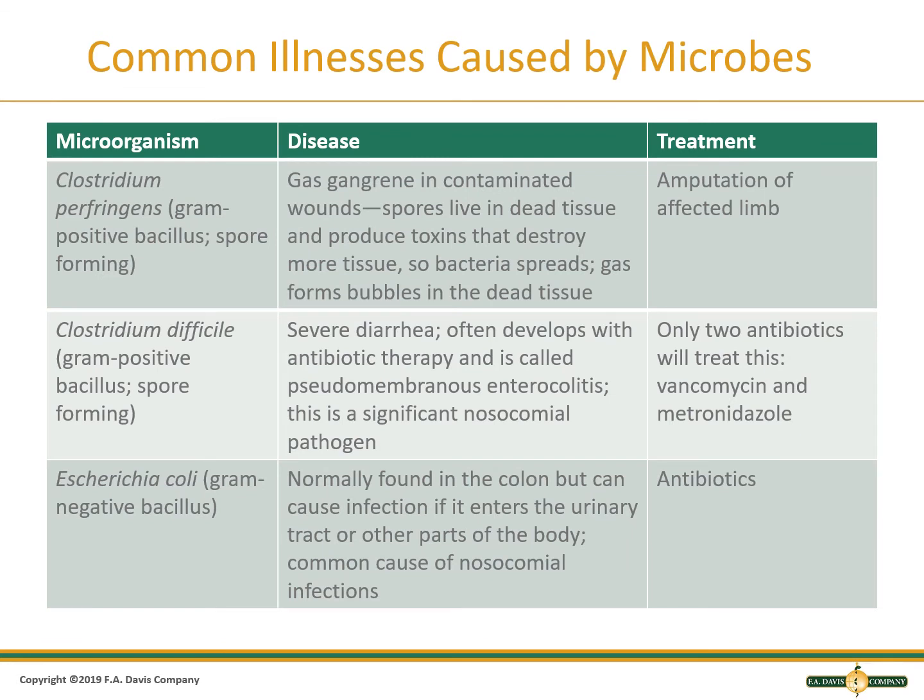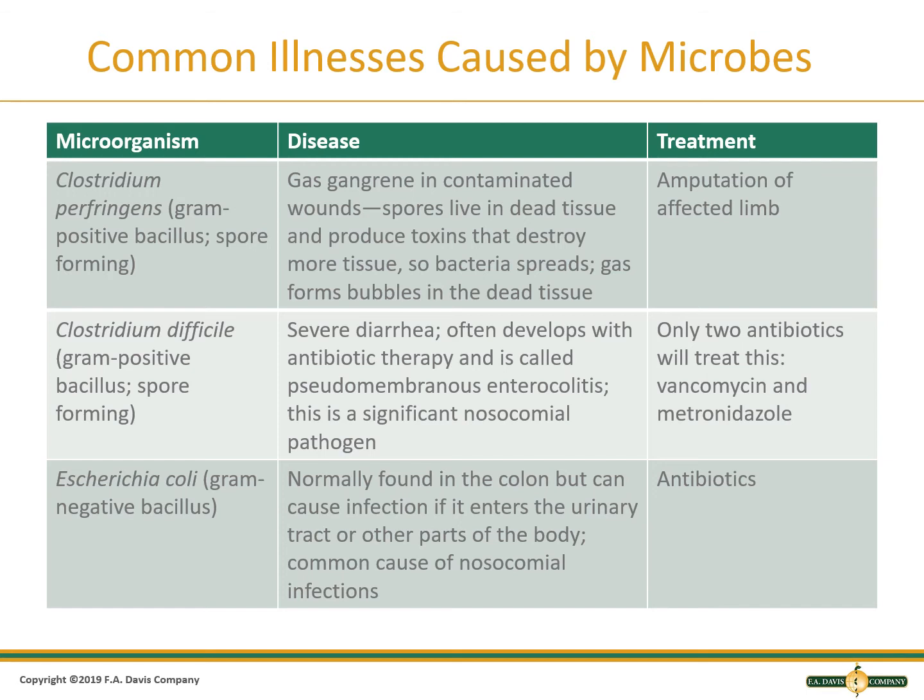Clostridium perfringens is gas gangrene in contaminated wounds. Gas forms bubbles in the dead tissue, and you pretty much have to amputate that limb when you get that. Clostridium difficile, also called C. diff, causes severe diarrhea, often develops with antibiotic therapy, and is called pseudomembranous enterocolitis. Only 2 antibiotics will treat this, and that's vancomycin and metronidazole.